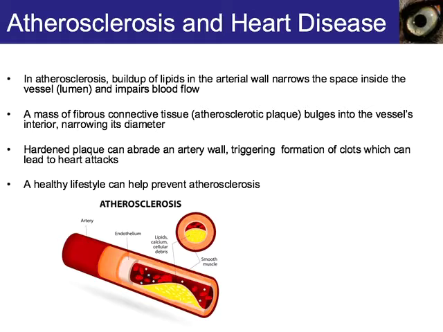Atherosclerosis and heart disease. In atherosclerosis, there's a buildup of lipids, usually due to high LDL, in the arterial wall that narrows the space between the vessels. You can see here the buildup of fat. A mass of fibrous connective tissue bulges into the vessel interior, narrowing the diameter. We call these plaques. The hardening plaque can abrade an artery wall, triggering formation of clots, which can lead to heart attack. So basically, you're limiting the blood flow to the heart. Little bits of this plaque can also break off and cause other issues in the body.